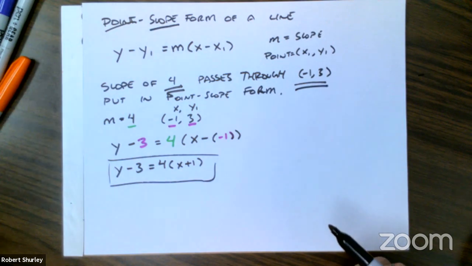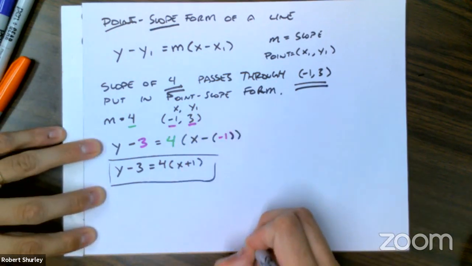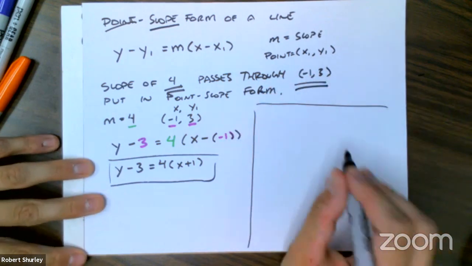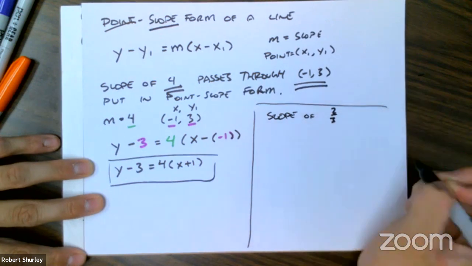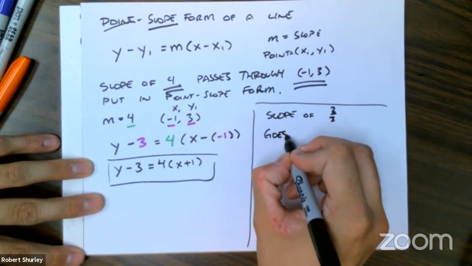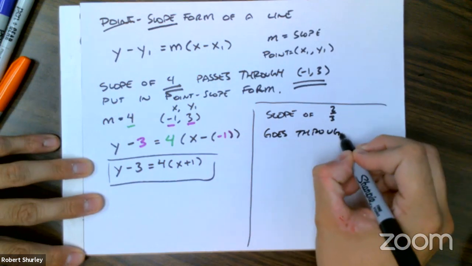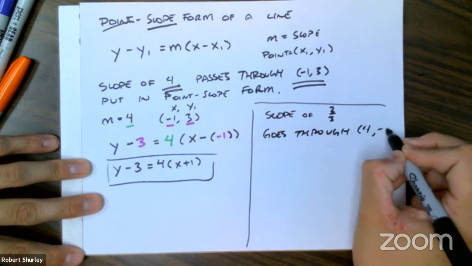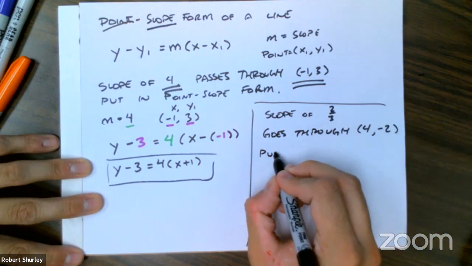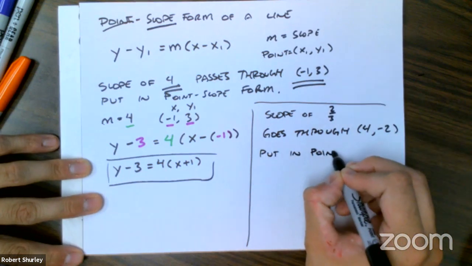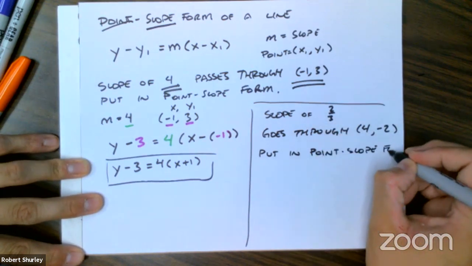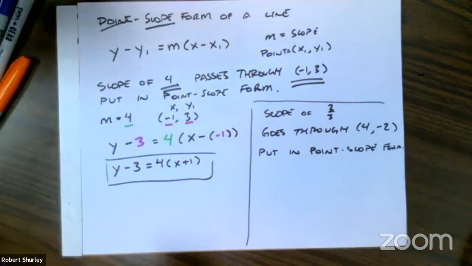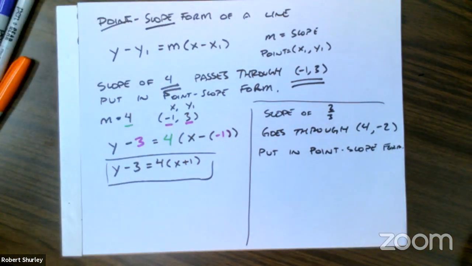Let's do another one of those. I want you to just try it real fast, just to put it into point slope form. So let's say I've got another line that has a slope of, let's say, 2/3, and it goes through 4, -2. I want you to put this line in point slope form.